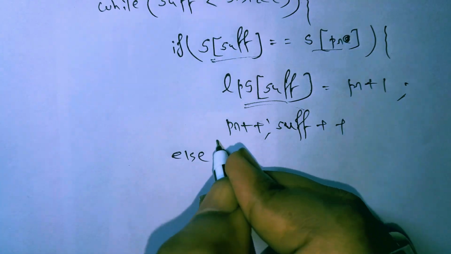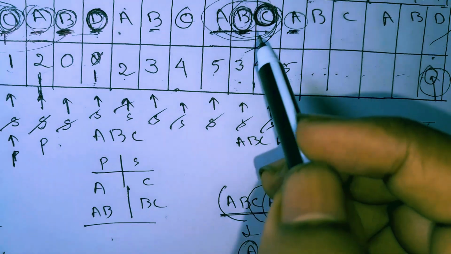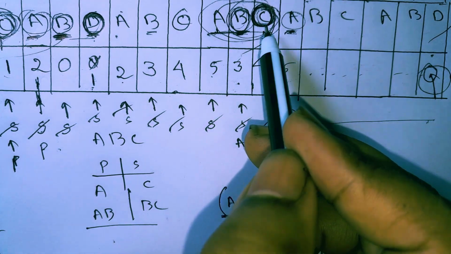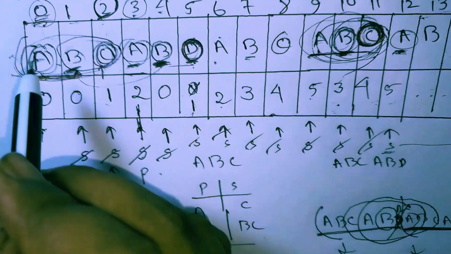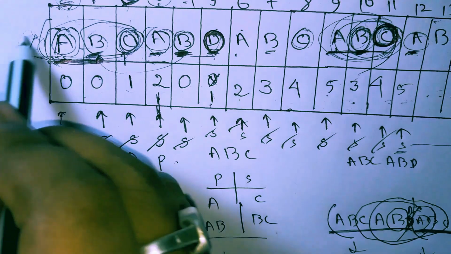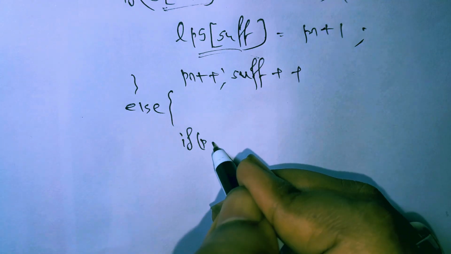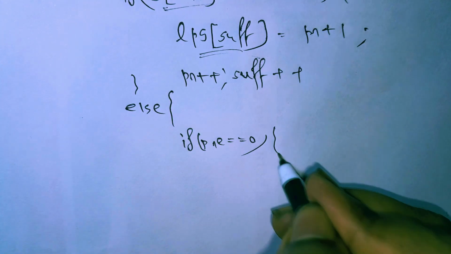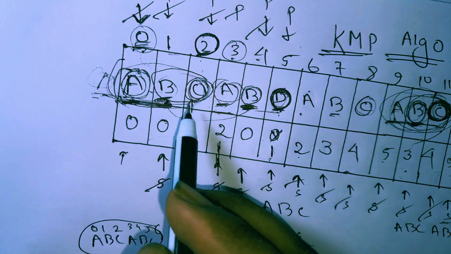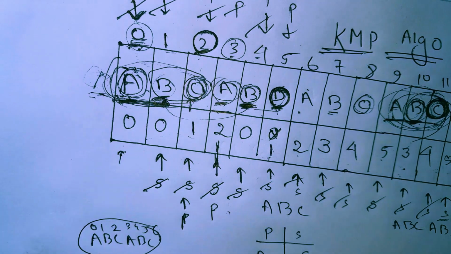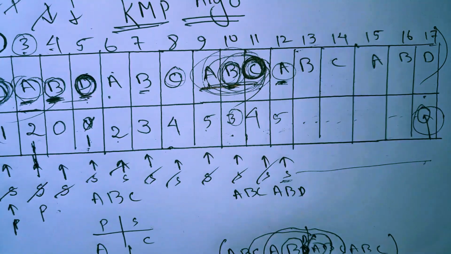Else, suppose this is not matching, what I will do, I will check one condition. When I was checking this element ABC and ABC, I cannot go beyond this. I cannot compare this C to this because this ends here. So I will check one condition: if pre is equal to 0, then I have gone beyond, the prefix ends here, so I can put the answer here. So I have compared till it ends here, and I have put what the answer is.